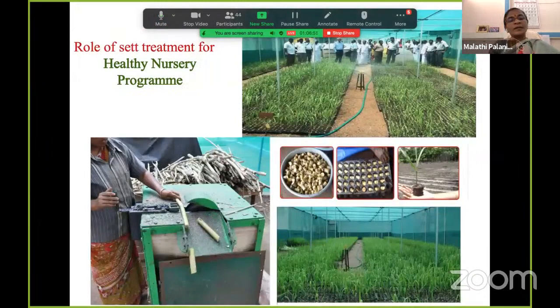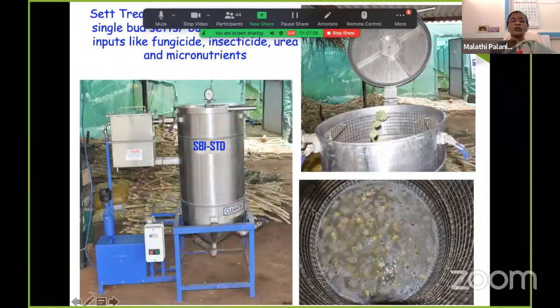After seeing the results and the efficacy under field conditions, we validated this unit for nursery application. Nowadays we are recommending seedling planting instead of sets to avoid transportation, to reduce cost, to reduce the seed cost, as well as to reduce other seedborne pathogens. Here, for seedling planting, we validated the unit for treating single bud sets with different agro inputs. It includes fungicide, insecticide, and nutrients for the production of healthy seedlings.